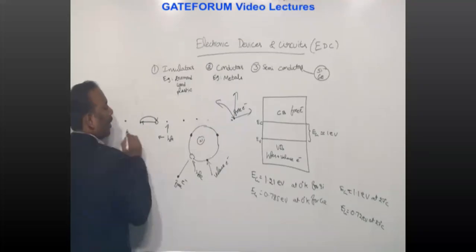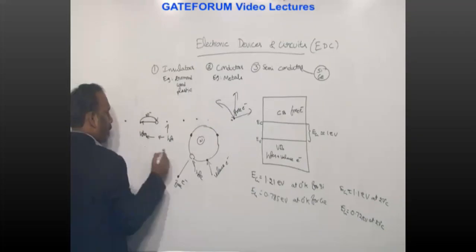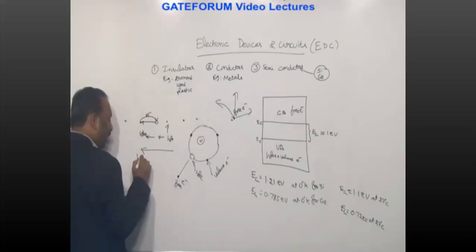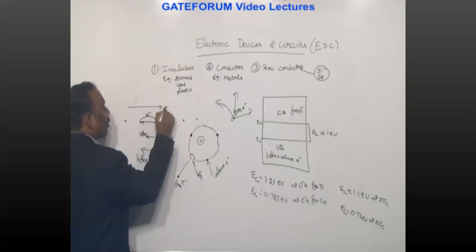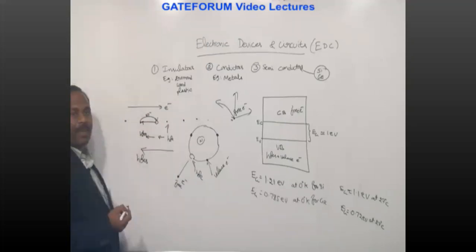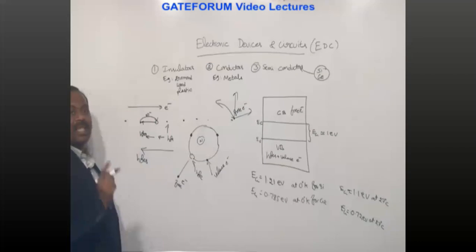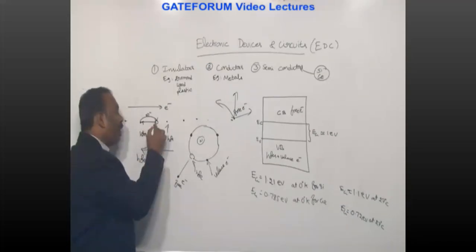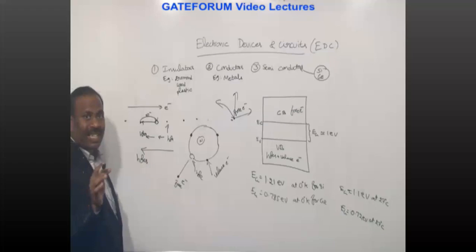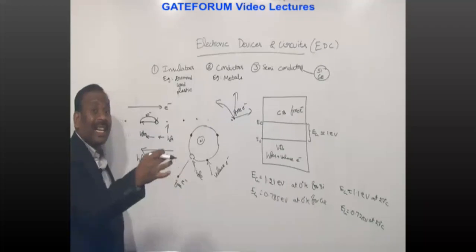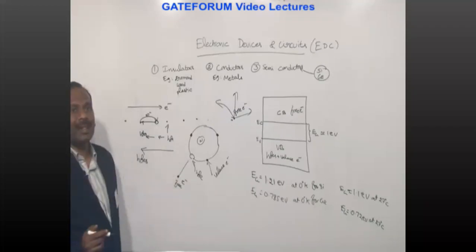Okay. Therefore, now the hole comes here, and the electron comes here. So holes are moving in this direction, electrons are moving in this direction. That's why the electron is always flowing in one direction, and the hole is taken in the opposite direction. Because the hole is not responsible for current conduction, but it acts as a carrier for the valence electron.